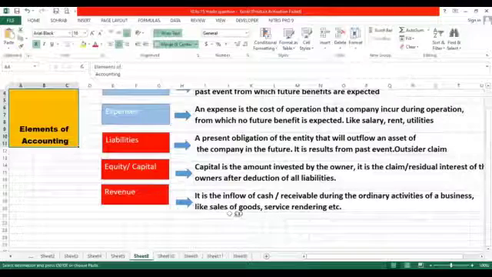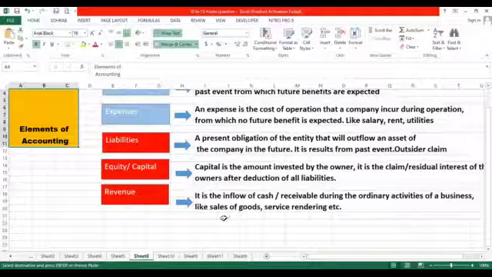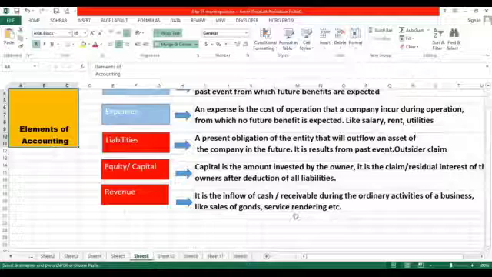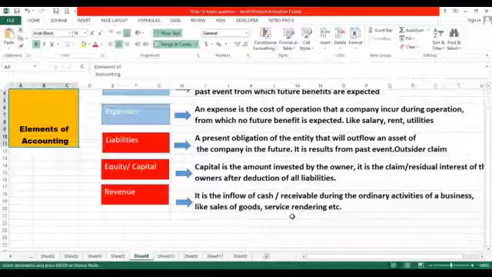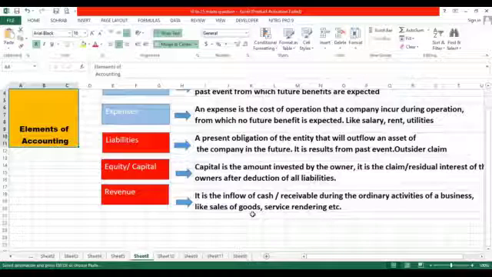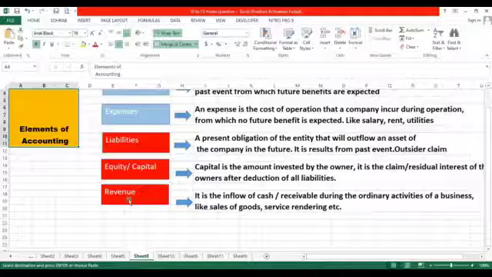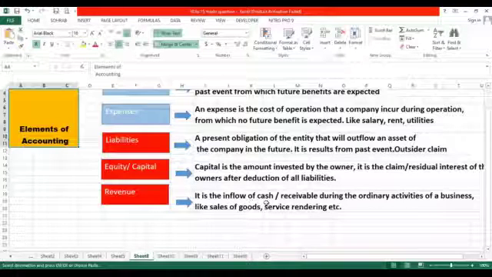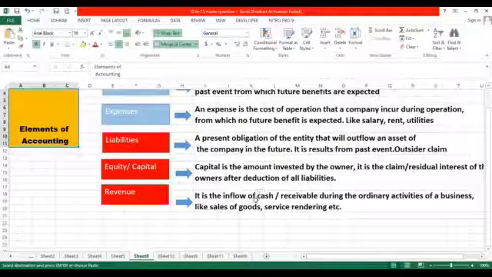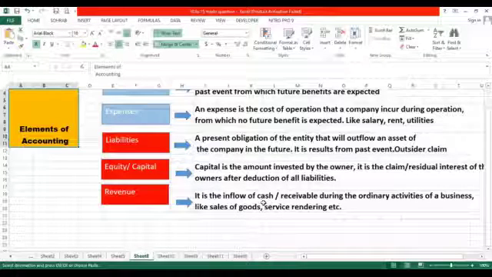Revenue is generated from many sources, like selling products or rendering services. If it is a hospital or airline, they will not provide a product, they will just provide services, and against that they will generate revenue. On the other hand, if it is a manufacturing firm, they will sell their product and generate revenue. So revenue is the amount that flows in during the ordinary course of operation of a business.